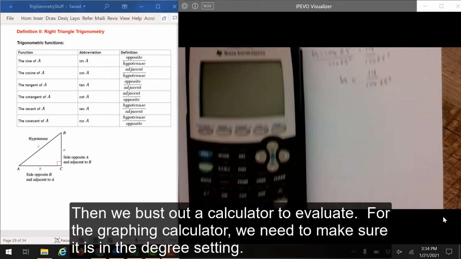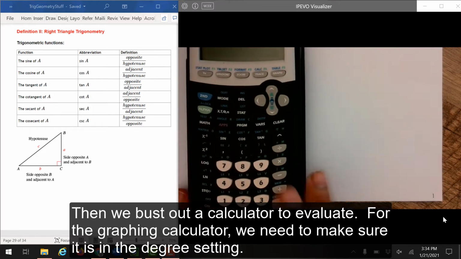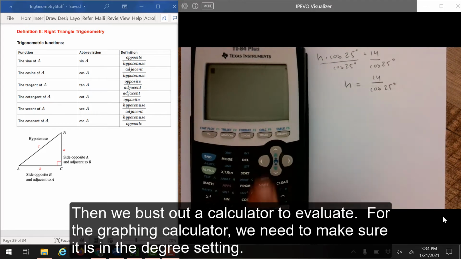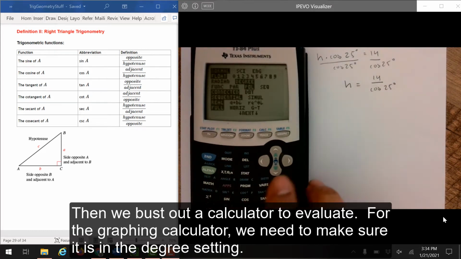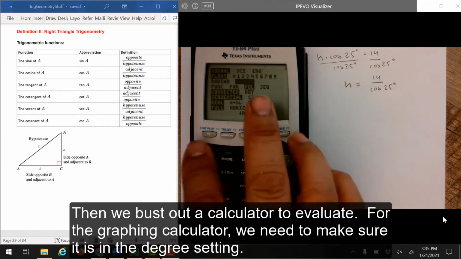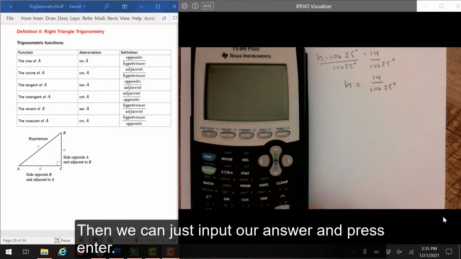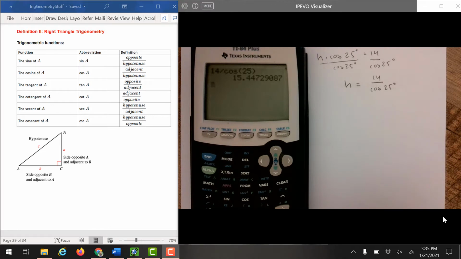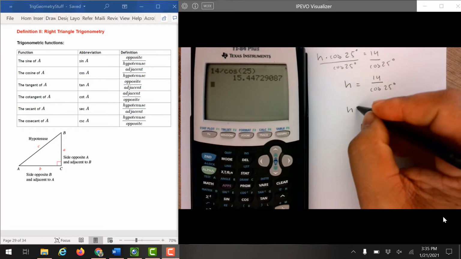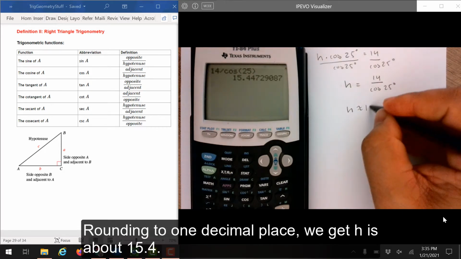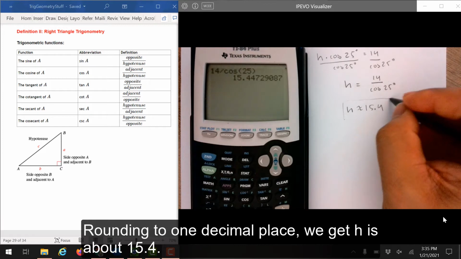Then we bust out a calculator to evaluate. For the graphing calculator, we need to make sure it is in the degree setting. Then we can just input our answer and press enter. Rounding to one decimal place, we get h is about 15.4.